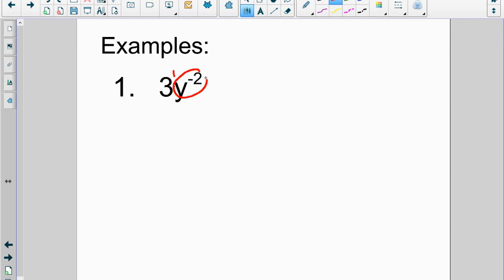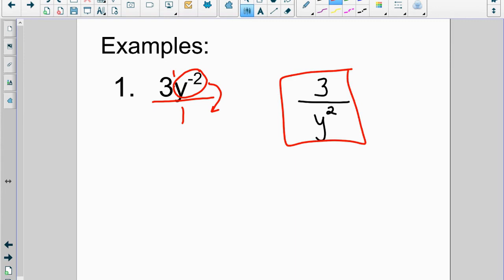So I am going to need to move that power. Right now it's in the numerator, so we'd have to move it down to the denominator. My 3 is going to stay in the numerator because that had a positive exponent. And we move the y to the bottom and change the exponent to a positive 2 instead. I don't even need that invisible 1 there anymore because anything times 1 is itself. So it's not necessary to write that in there. So it's just 3 over y squared.